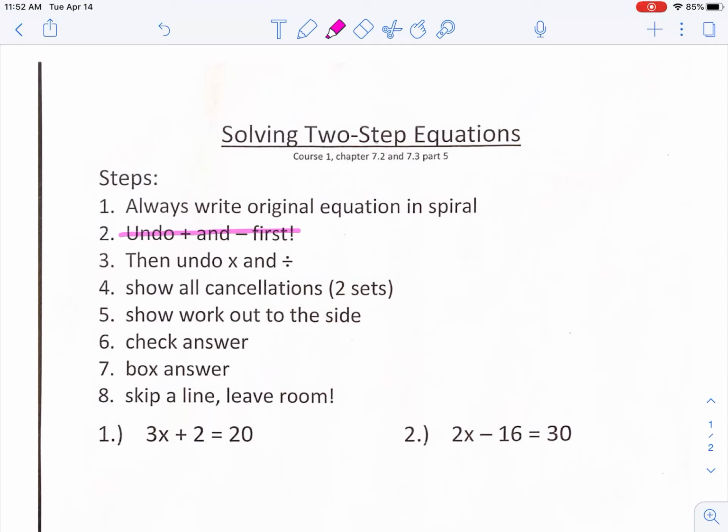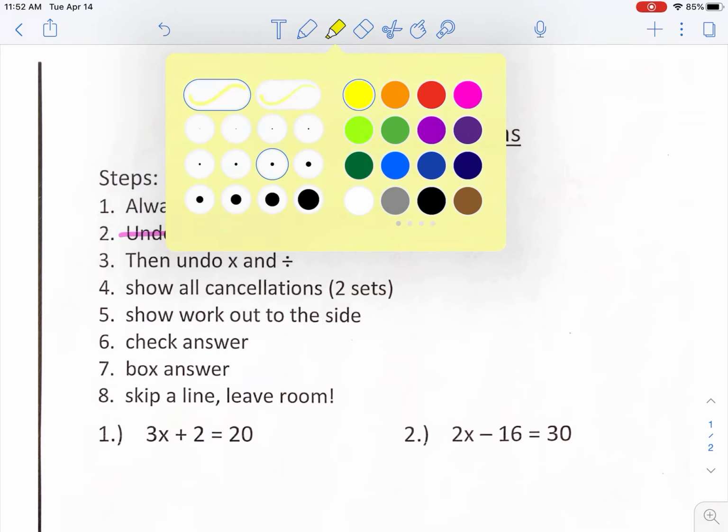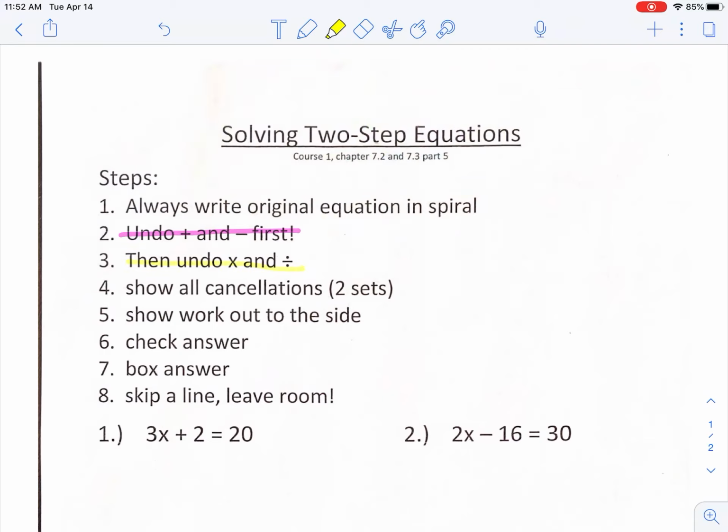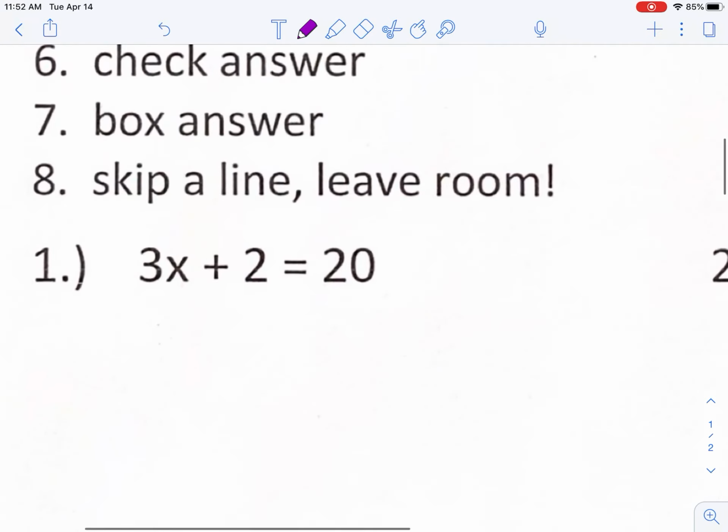Here's the most important rule that you've got to remember. We're going to always undo addition and subtraction first. And when it says undo, that just means you're doing the inverse operations like we've been doing the past several weeks. And then step 2 or 3, you would be doing undo multiplication and division last. We're going to show all of our cancellations, show all of our work out to the side, check our answers and box our answers, just as we always would. So the two most important steps are 2 and 3: undo addition and subtraction first, undo multiplication or division last.